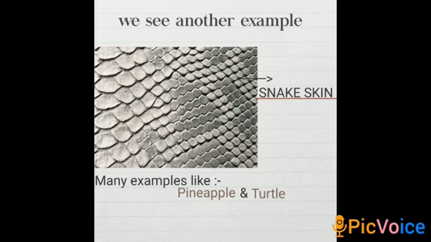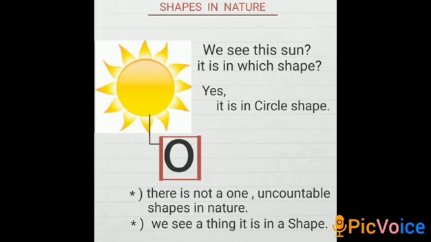Many other examples, like pineapple and turtle. Second one is shapes in nature. I take an example for shapes in nature, the sun. We see this sun. What shape is it? Yes, it is a circle shape.